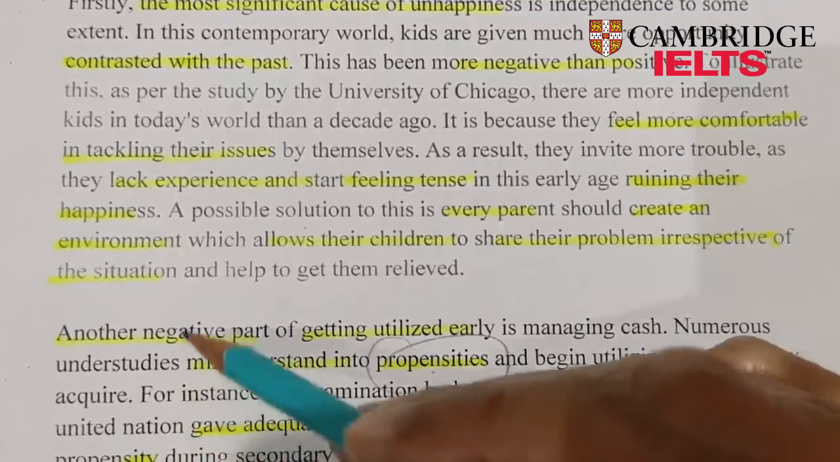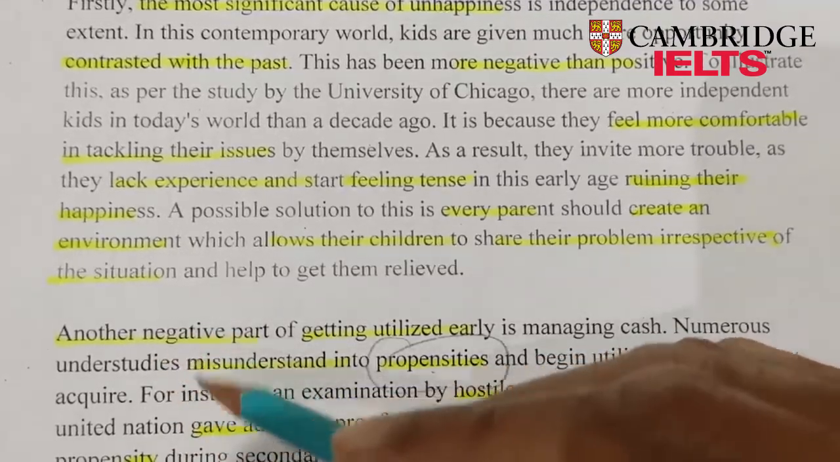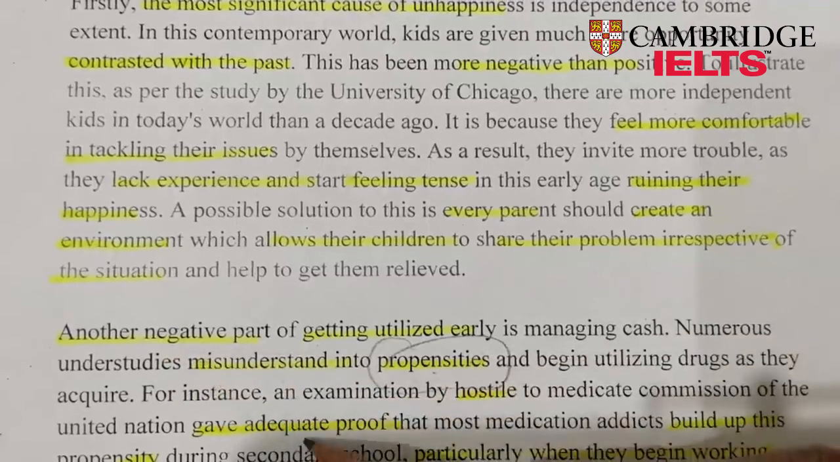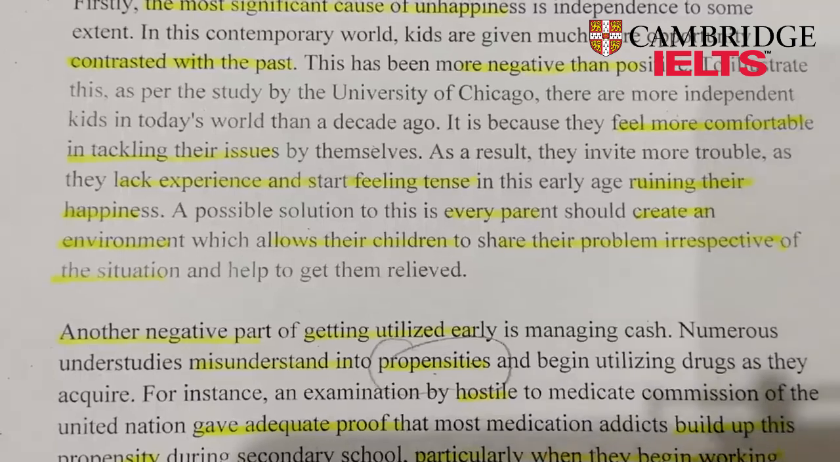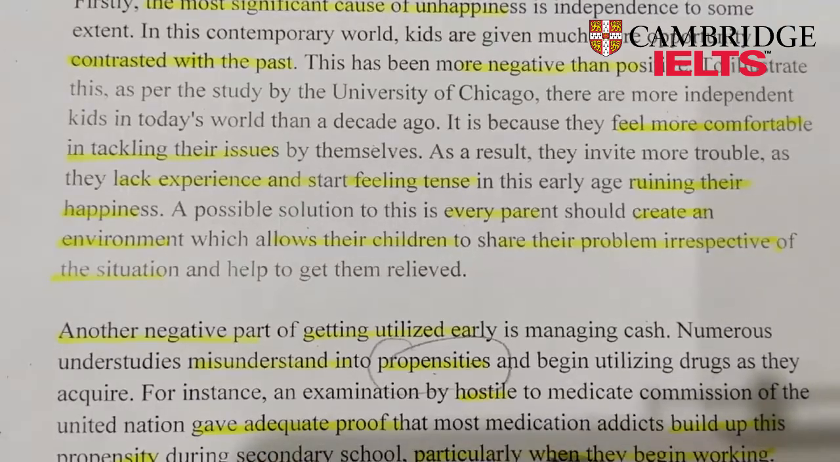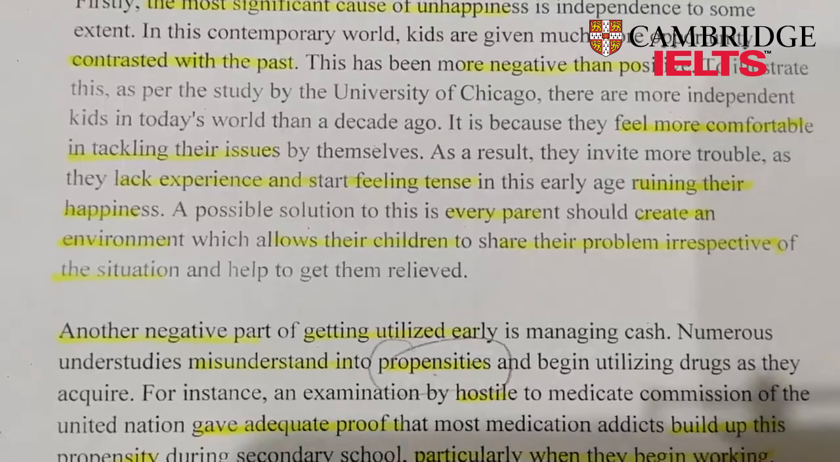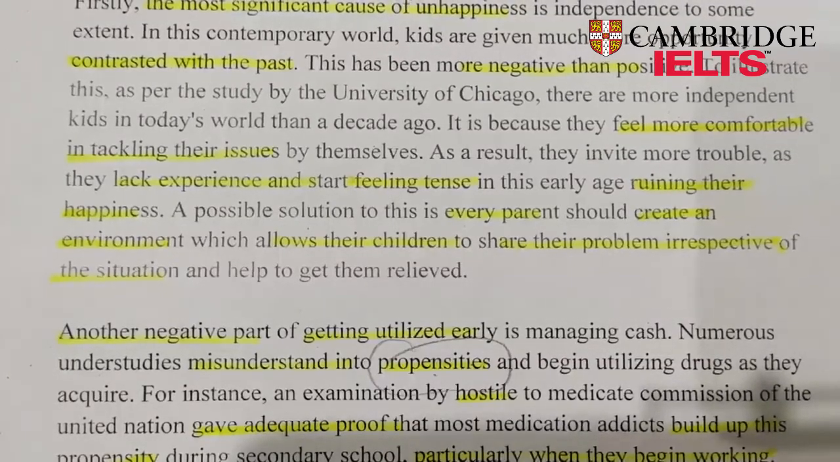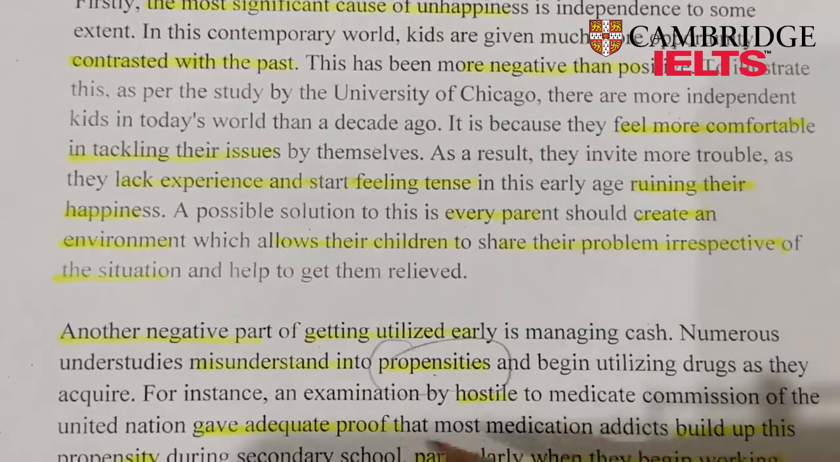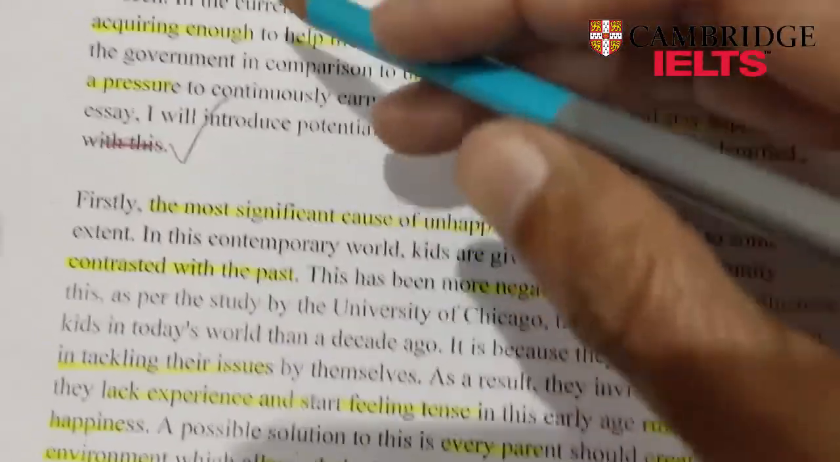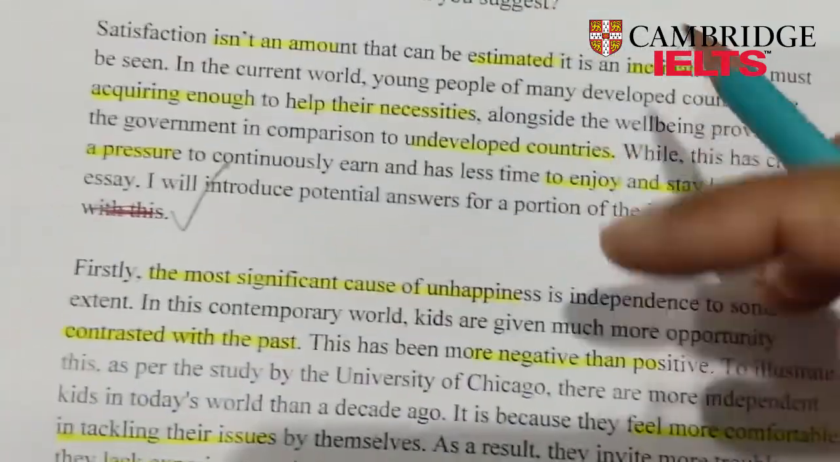So we are talking about children at early age. For instance, an examination by the Anti-Drug Commission of the United Nations gave adequate proof that most drug addicts build up the habit during secondary school, particularly when they begin working. There are disadvantages of giving them work or giving them all these things. To be rich.